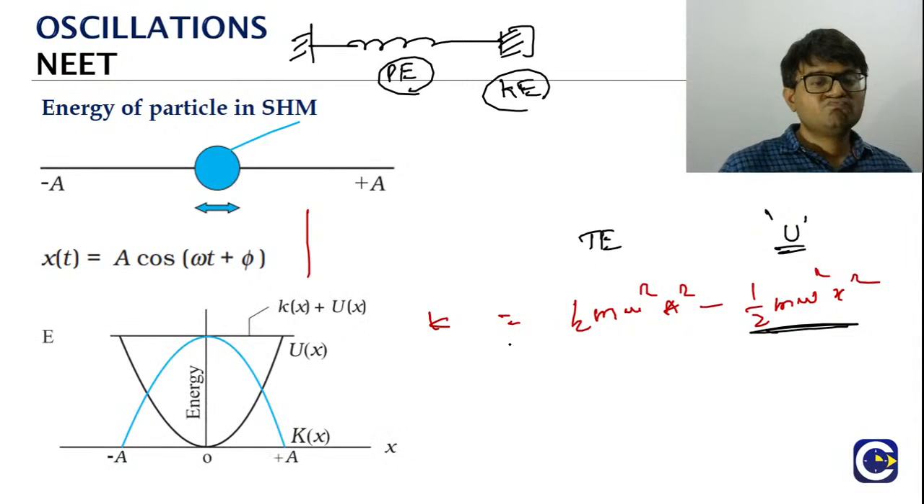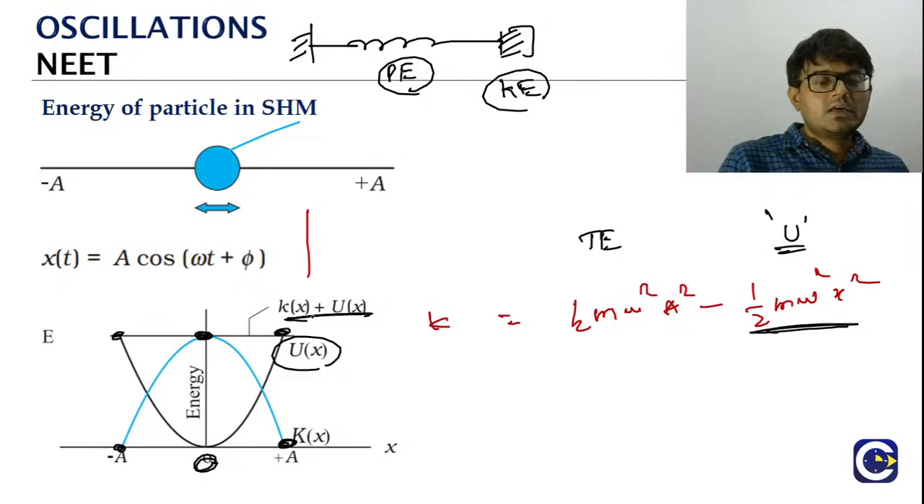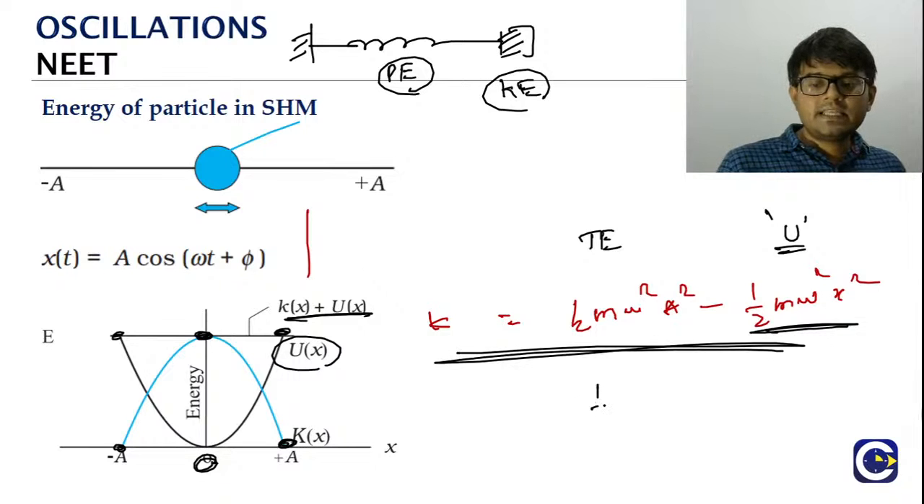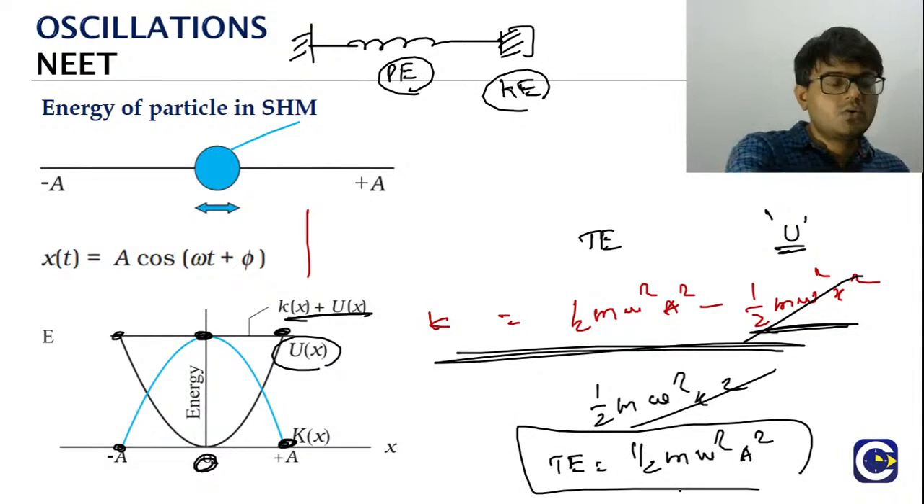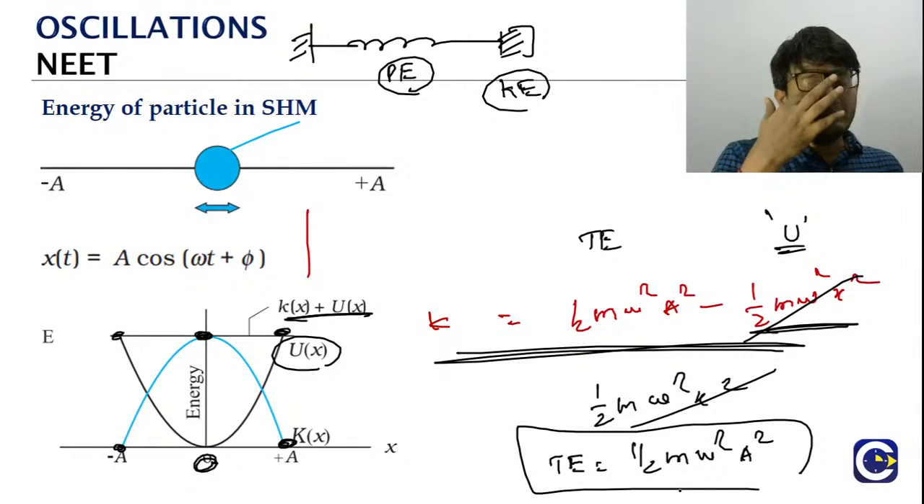Look at how this varies. At the mean position, the kinetic energy is maximum. At the extreme positions on both sides, the kinetic energy will be 0, and the potential energy U will be maximum at the extreme position. Overall, if you add the kinetic energy and the potential energy, with the potential energy being half m omega square x square, what do you get? The total energy, half m omega square into a square, because we are going with the no dissipation concept, and the total energy of a particle in SHM will be constant.